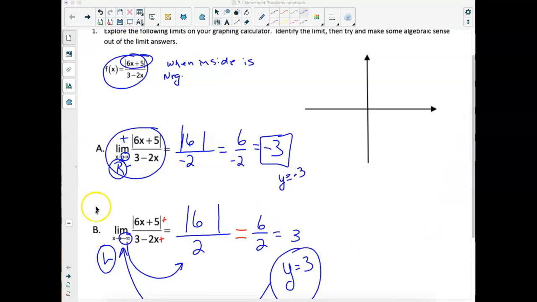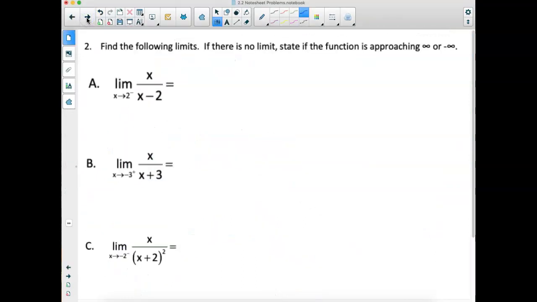So what I'm going to do is move on to the next one. This next page says find the following limits. If there's no limit, state if the function is approaching infinity or negative infinity. Hopefully we can see these are all one-sided limits, number one, with the little superscript up there. And number two, hopefully we can see really quick, if I put 2 in here, I do have 0. No, I don't. For number 1, I have 2 over 0. Yeah, that means my limit does not exist.